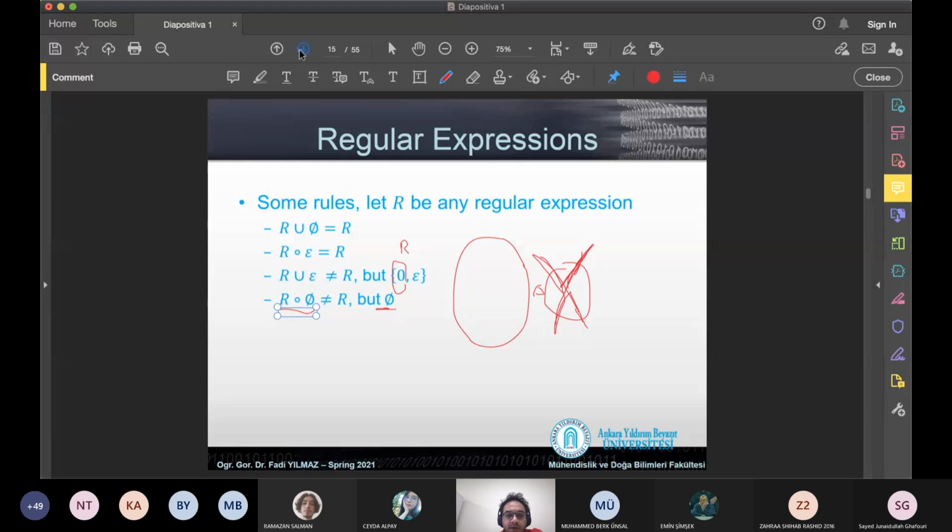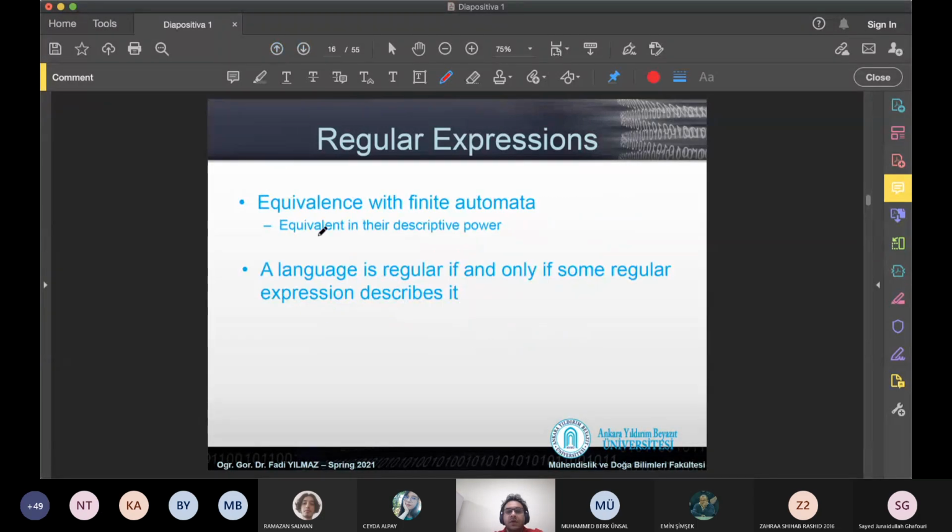Okay, guys. There is no question about this thing. The reason we study regular expressions is that they are equivalent to finite automata in descriptive power. That means a language is regular only if some regular expression describes it. So this is why we're learning about regular expressions: if there's a language, we should be able to describe it with a regular expression, or vice versa.